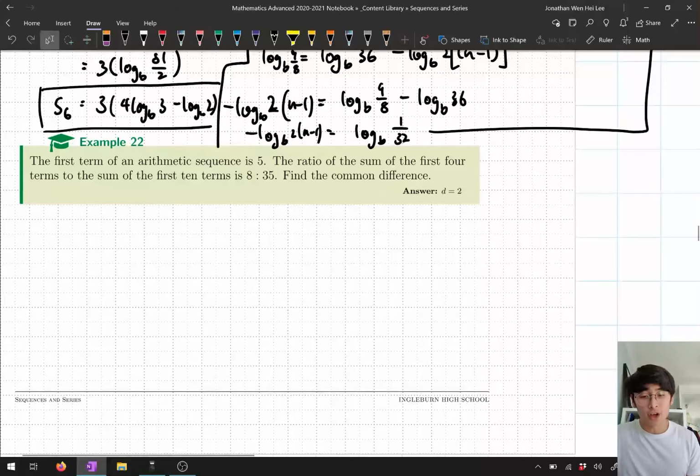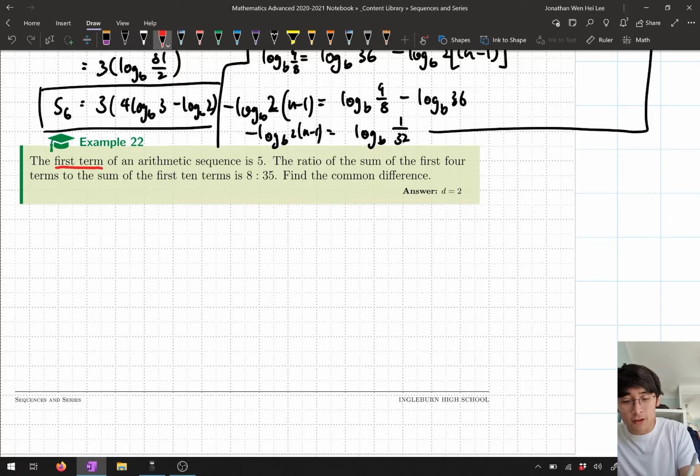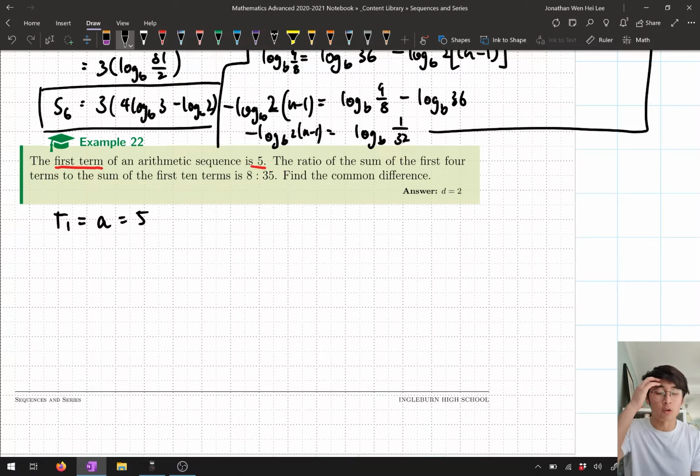Here we've got: the first term of an arithmetic sequence is 5. The ratio of the sum of the first four terms to the sum of the first 10 terms is 8 to 35. Find the common difference. So let's break down this question and see what information we have. The first term of an arithmetic sequence is 5. So the first term, T1, or just a, is equal to 5. That's what this first part tells me.